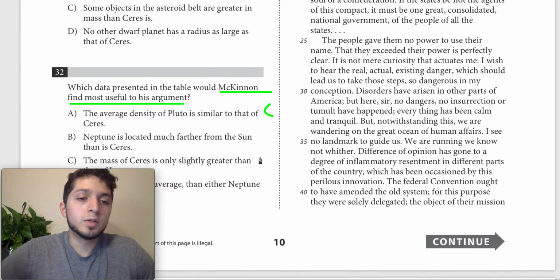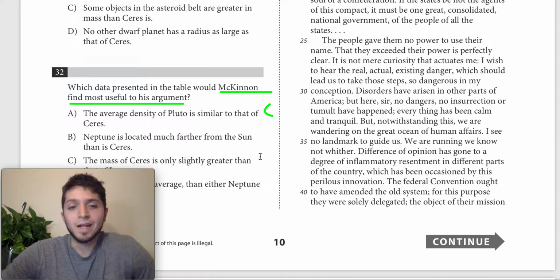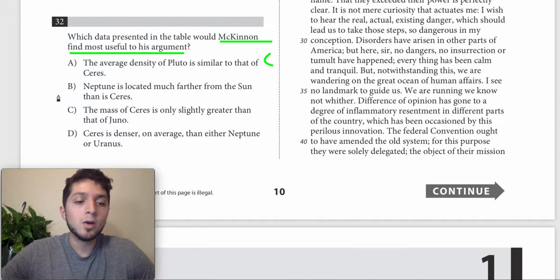B talks about Neptune being much farther from the sun than Ceres. We could go back and look at the distance to see if that's true in the table, but it's not going to matter because we already looked at everything that MacKinnon talks about in the passage and it doesn't end up being important. So B we can eliminate.